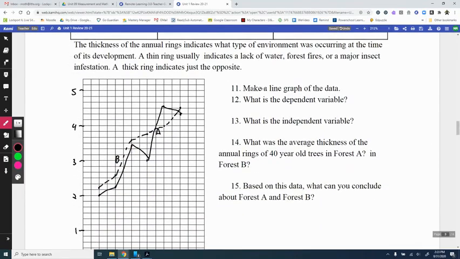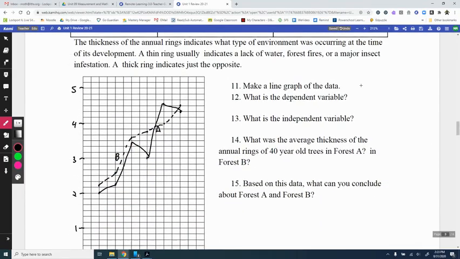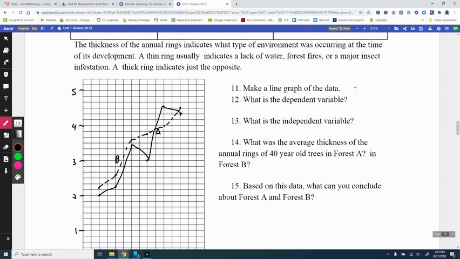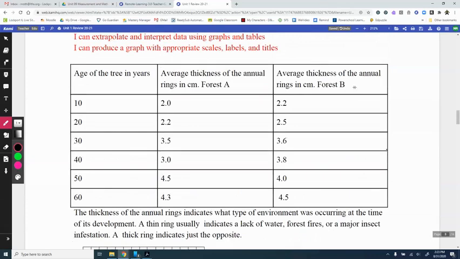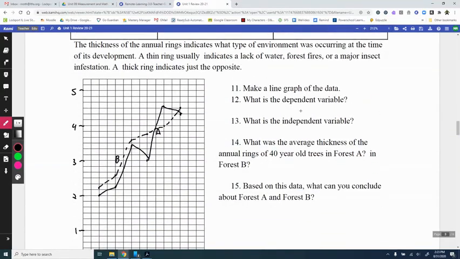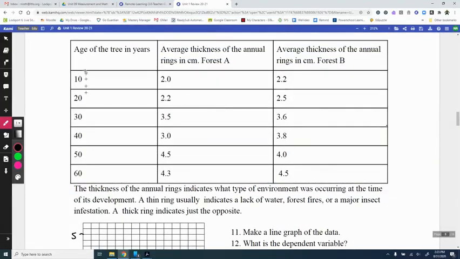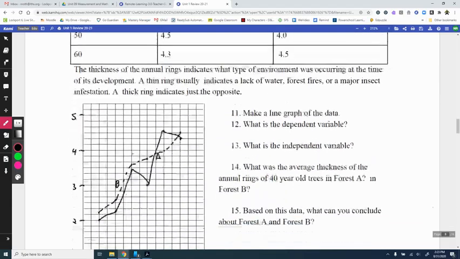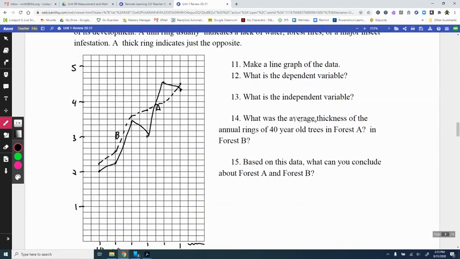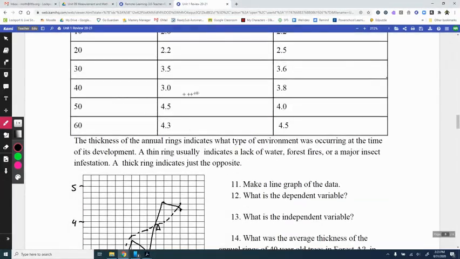Okay, so that takes care of number 11. What is the dependent variable? So our dependent variable, again, is our results, right? So our dependent variable is going to be the average thickness of the annual rings, whether it be forest A or forest B, it's just the annual thickness. The independent variable is how many years it takes, because we make a measurement at each 10-year interval. So we are controlling that. What is the average thickness of the annual rings of 40-year-old trees in forest A and forest B? So for 40 years, it's 3.0 for forest A, 3.8 in forest B.